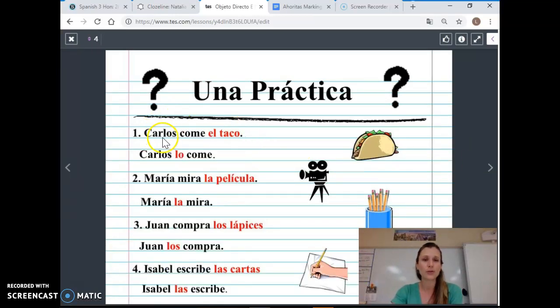So here's a good example. Carlos come el taco. The object following the verb is el taco. So el taco is our direct object, and you would replace it with lo. Maria mira la película. La película is a movie. That's the direct object, so you would replace it with la.